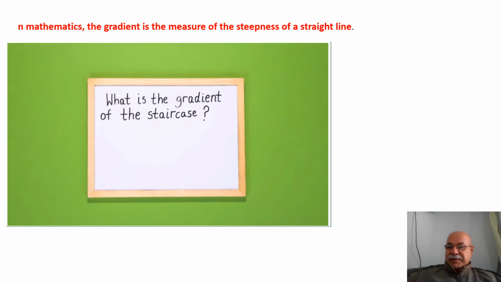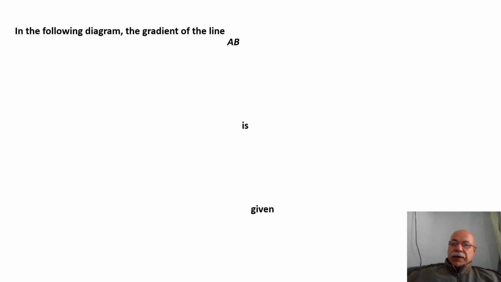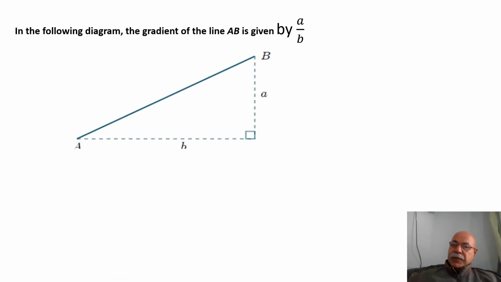Now it is easy to see how to put these two points on a straight line. In the following diagram, the line AB is given by A over B, meaning this is Y and this is X, representing AB. So we have here a triangle A, B, a right triangle with A and B as the lines for X and Y.